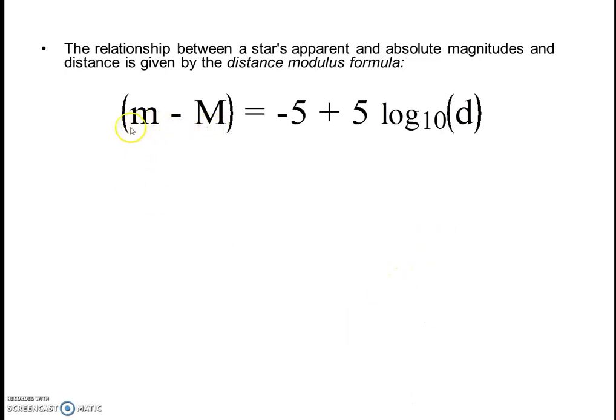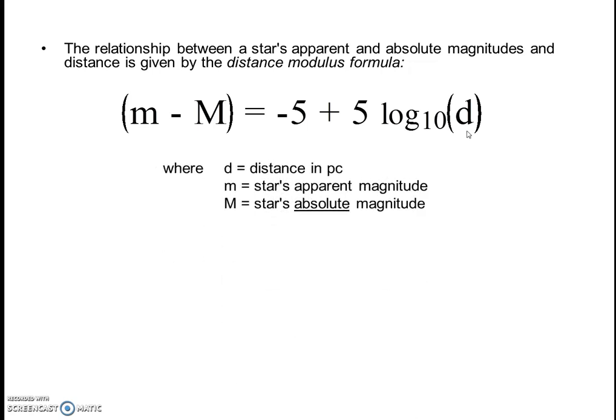Okay, all it's saying is the difference between the two magnitudes, the apparent, the one you see, and the absolute, the one that it is, is related by this equation: m - M = -5 + 5 times the log base 10 of d. d is the distance to the star in parsecs. Okay, little m is the apparent magnitude, big M is the absolute magnitude.